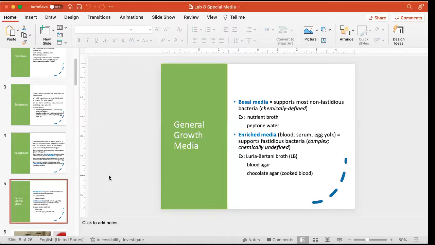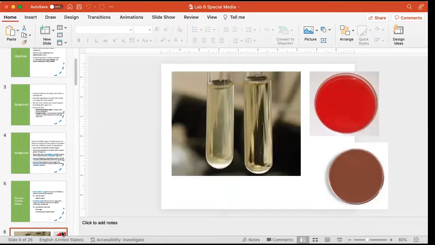So basal media and enriched media are the first two categories. Basal, which is just the same thing as chemically defined, and enriched, which is the same thing as complex. Remember, there's a big difference when we look at these media in the liquid or broth form and as agar. A lot of the broth formulations look exactly the same. They have this sort of a beige color, a yellowy kind of beige color. A lot of broth looks just like this, even though the recipes differ.